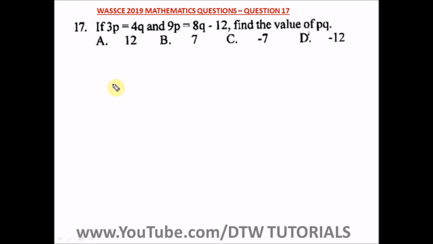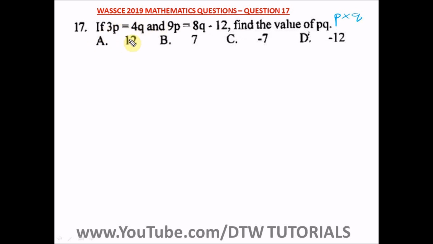Question 17 of the WASSCE 2019 Mathematics Past Question, that's your WAEC 2019. It says, if 3p is equal to 4q and 9p is equal to 8q minus 12, find the value of p and q, that's p times q. That's what the question is asking us to find. Find the value of p times q, okay? So from here, let's try to look for p and q, okay?